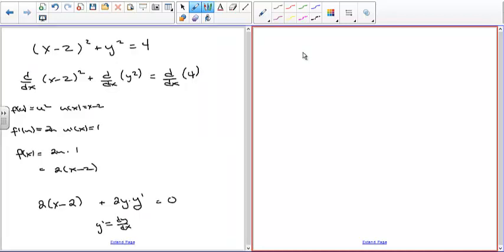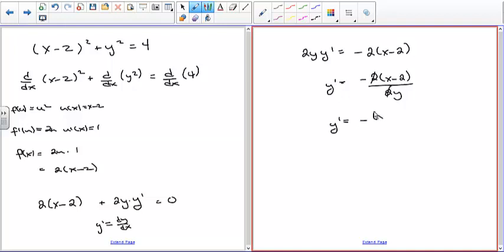Okay, so now you would move the terms involving y prime to the left-hand side, and move the other ones to the right-hand side, then divide by 2y. You don't have to factor out y prime because there's only one term. So you get negative 2 times (x − 2) divided by 2y. And you can see that I can cancel out the 2's because that becomes 1. So you get y' = −(x − 2)/y.